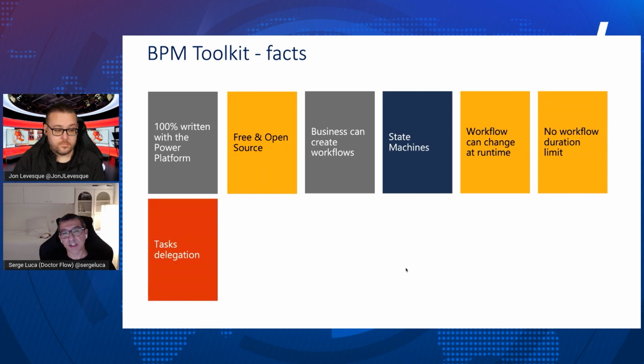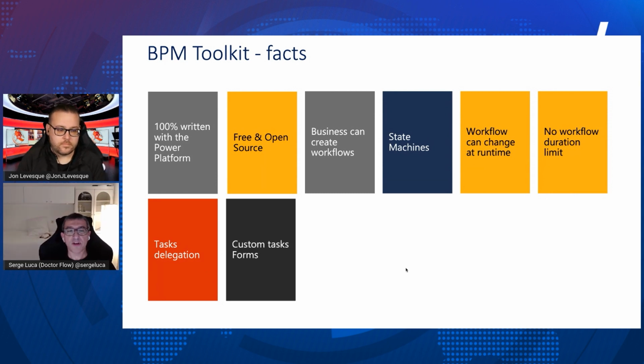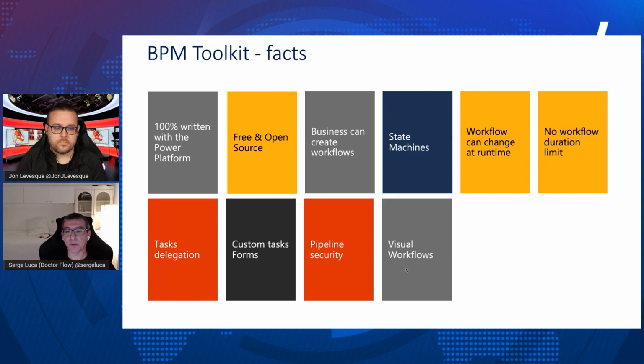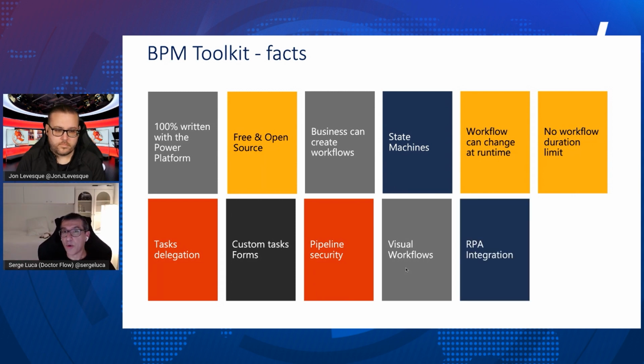We have task delegation, so people can delegate their tasks to someone else. We have custom task form. We provide a lot of security, pipeline security. All the business process can be visualized live, right? So we have visual representation of the business process. We provide integration with robotic process automation, RPA, and you don't have to buy a premium license, which is great. It's quite a set of facts. Yeah, that's facts.